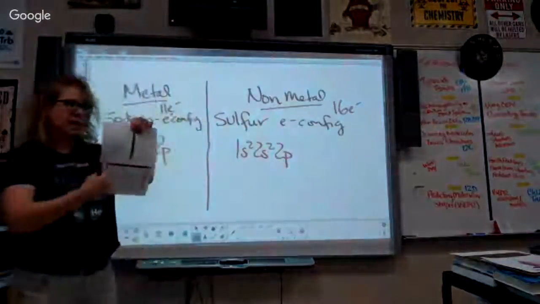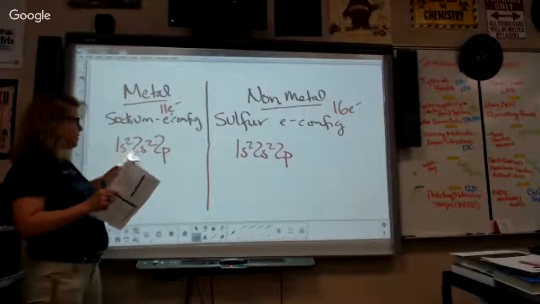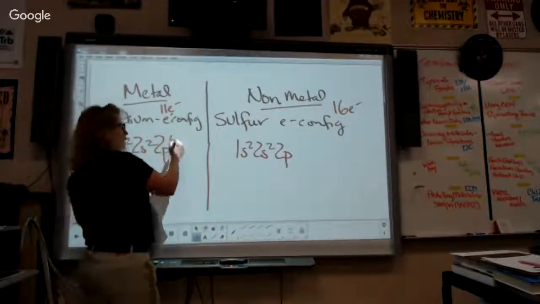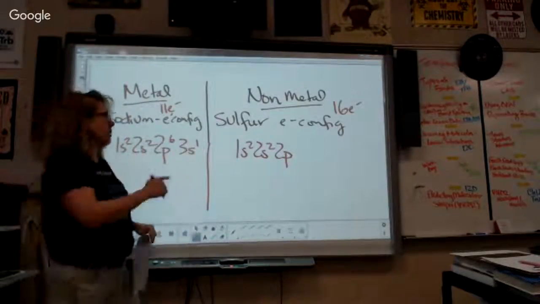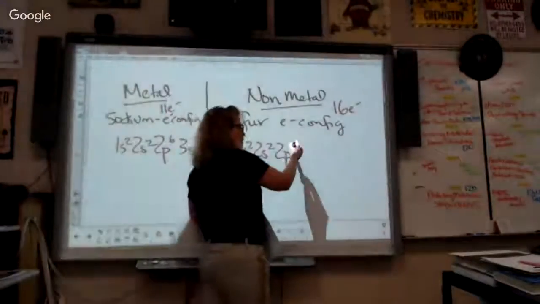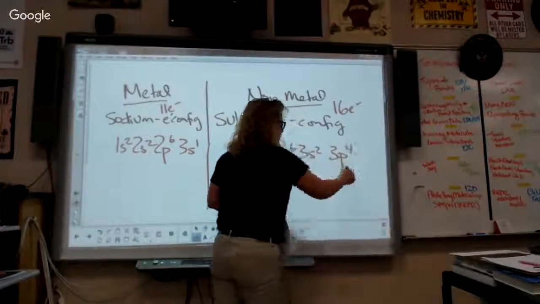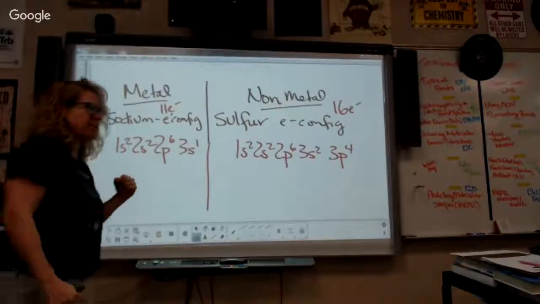So we would use this diagram to figure out the electron configuration. Sodium is 1s2, 2s2, 2p6, and then 3s1. Sulfur is going to be 1s2, 2s2, 2p6, 3s2, 3p4. Good, nice. You might pass the test. Okay, maybe not, but we might.